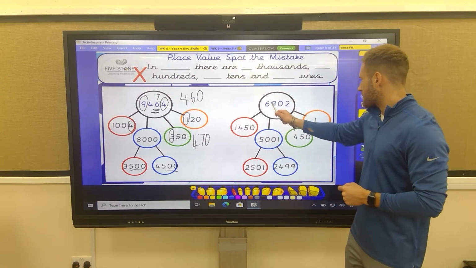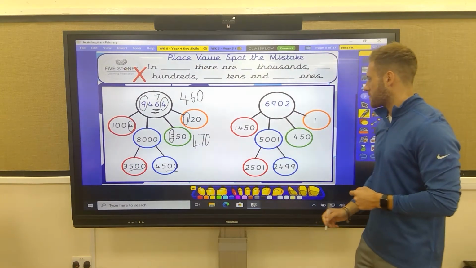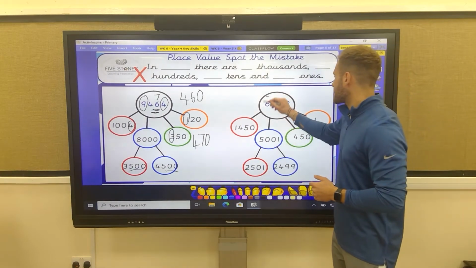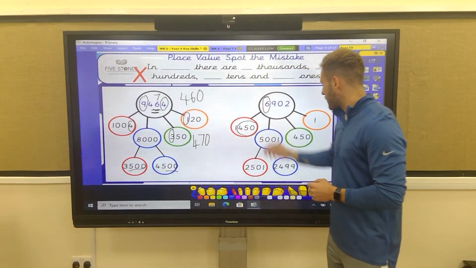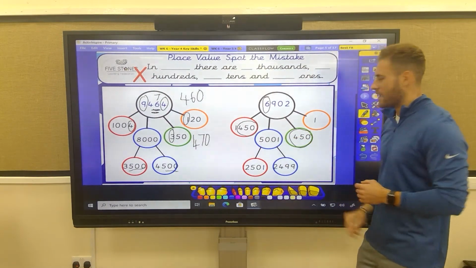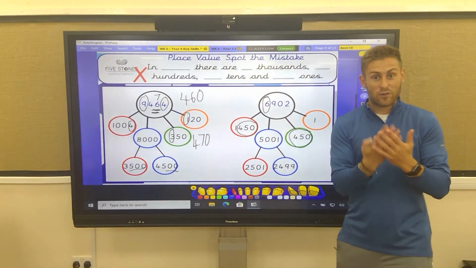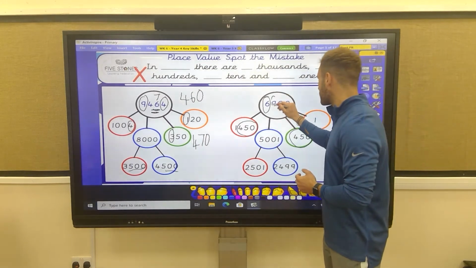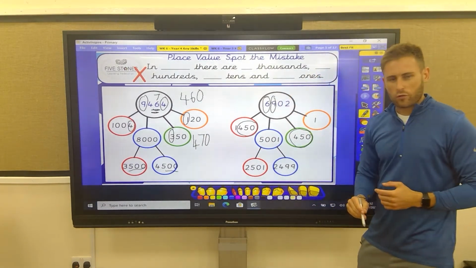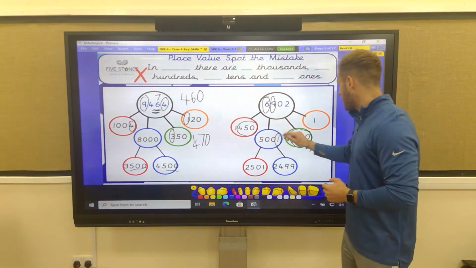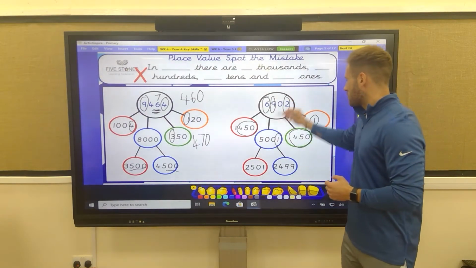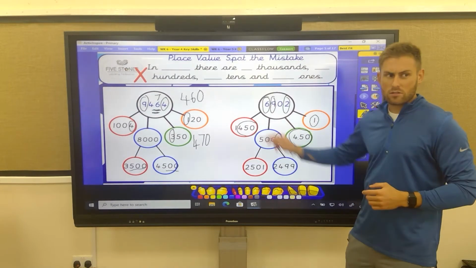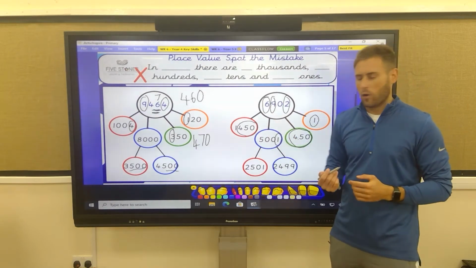So 5,000, I can see 5,000, I can see 1,000. 5,000 and 1,000 is our 6,000, so I can see that. What I like about this number is we've got 450 here, and we've also got 450 here. Combine those together, and if you know your double facts, that's our 900, isn't it? Great. Then we've got our 1 and our 1, which combines to get our 2. So looking at these parts, these four parts do actually combine to get that whole.